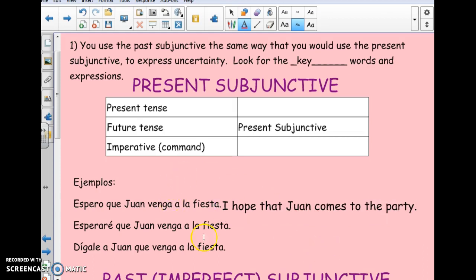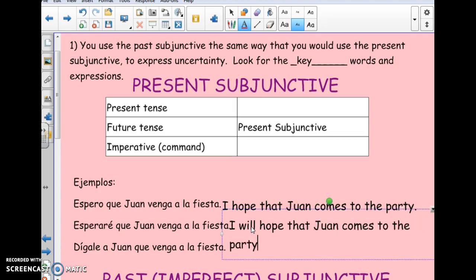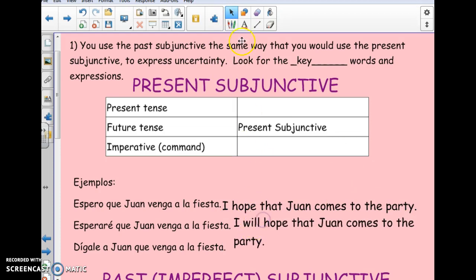And then the second sentence is similar, but the beginning is a little bit different. It says, "Esperaré que Juan venga a la fiesta." So now it's saying, I will hope that Juan comes to the party, which doesn't make a whole lot of sense, but it's just an example of when the future tense might be used at the beginning of a sentence. And then the last one is an example of when a command would be used at the beginning of a sentence. So it says, tell Juan to come to the party.